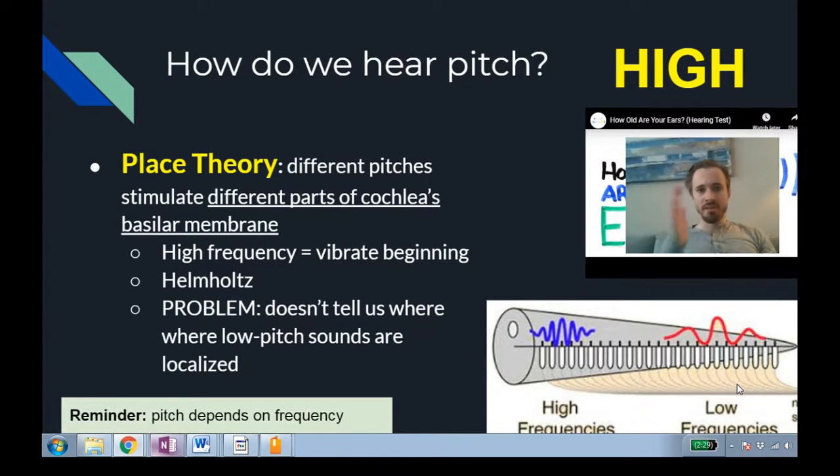So different parts of the cochlea are stimulated based on different sounds, different frequencies, and the brain can interpret that and understands, oh, this part of the cochlea was being stimulated. That means this is a high pitch. Oh, this part of the cochlea means this is a more low frequency, low pitch. So this works with the vibrations and allows the brain to translate that and understand it. The issue is that with extremely low pitch sounds, it doesn't really help us understand where they're localized. So we have to, much like in vision, pick up a second theory for that.